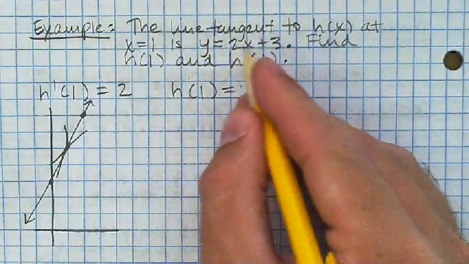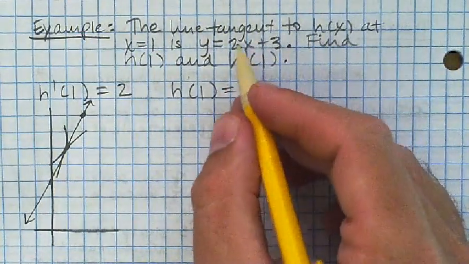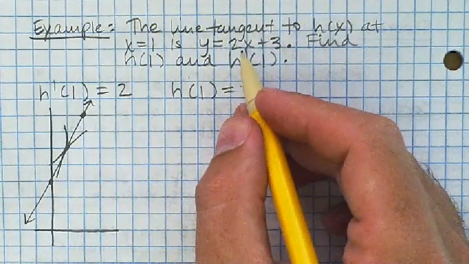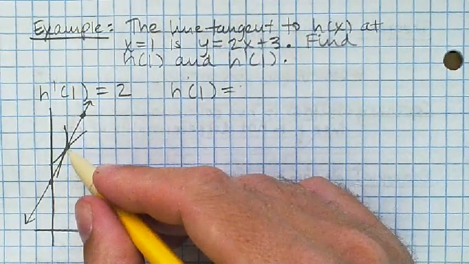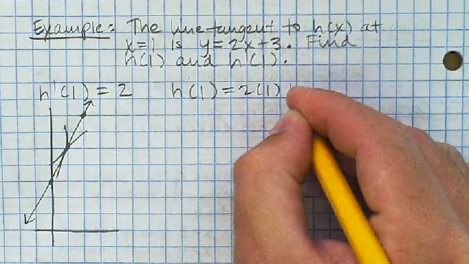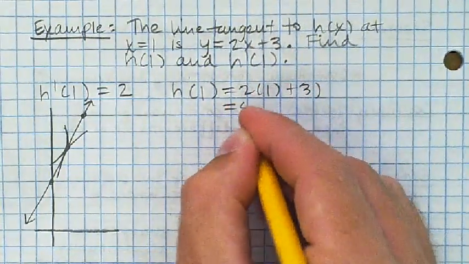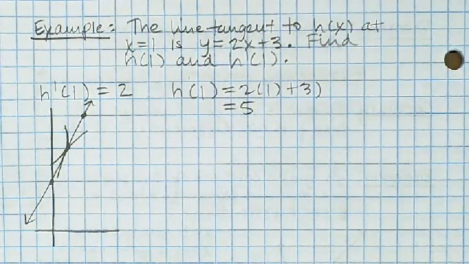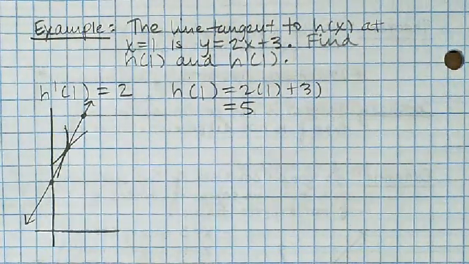And how we would find that is just by plugging in 1 to the tangent line, because the point of tangency is shared by both the curve and the tangent line. Okay, so it's 2 times 1 plus 3, which is equal to 5. Okay, so that's kind of an introductory level tangent line question.